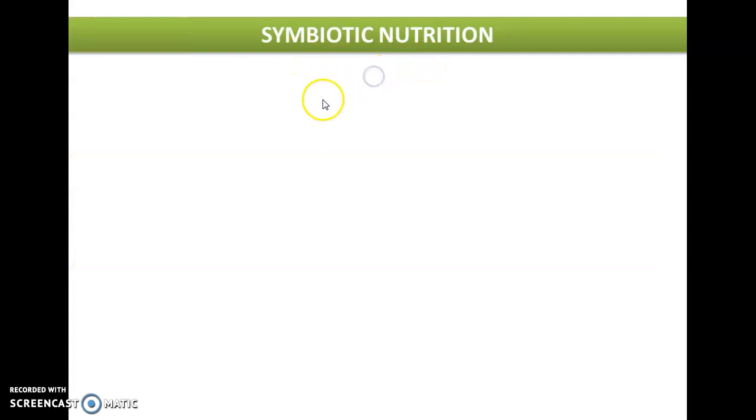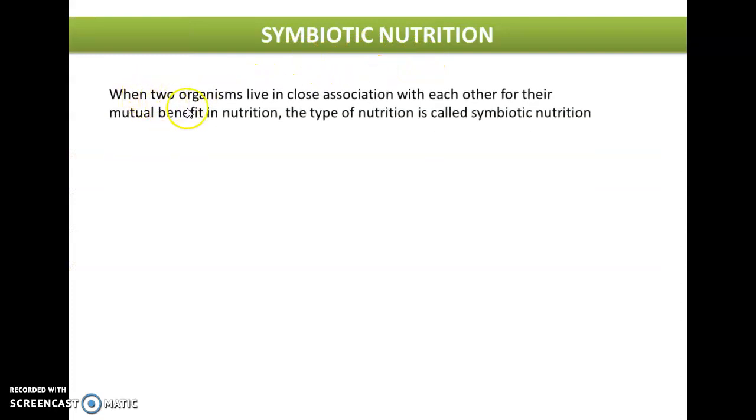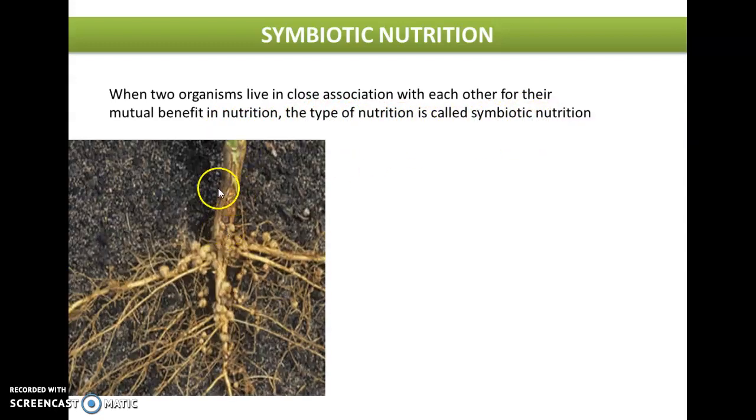Symbiotic nutrition. When two organisms live in close association with each other for their mutual benefit in nutrition, this type of nutrition is called symbiotic mode of nutrition. For example, Rhizobium bacteria living in the root nodules of leguminous plants.